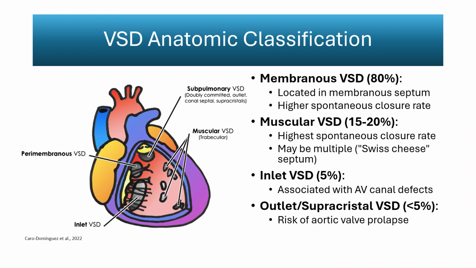Inlet defects represent about 5% and are located posteriorly near the atrioventricular valves. These are strongly associated with atrioventricular canal malformations and therefore raise concern for chromosomal syndromes such as trisomy 21. Outlet, also termed supracrystal or canal, defects are less than 5% of cases. They are positioned just beneath the semilunar valves, particularly the aortic valve. The hemodynamic consequence of this location is progressive aortic cusp prolapse with risk of aortic insufficiency if left unrepaired.